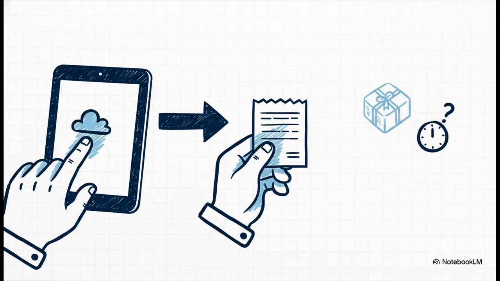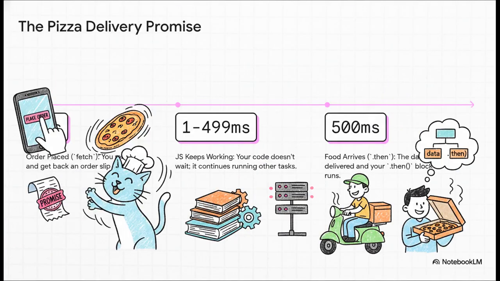It's a promise that the data will show up eventually. And the best analogy for this is ordering a pizza. It's perfect. So at time 0, you place your order. That's your fetch call. You get a receipt back. That's your promise. Now, while you're waiting for the pizza, your JavaScript code doesn't just freeze. It keeps on running, doing other things.